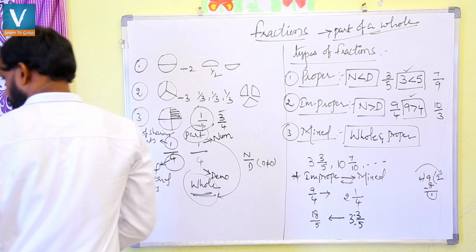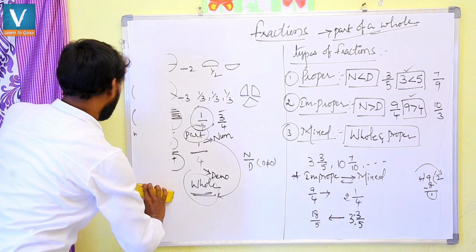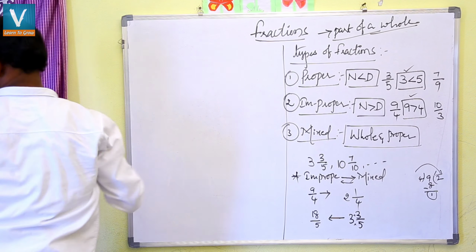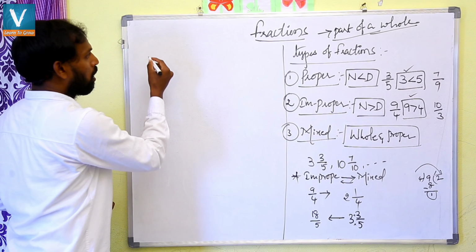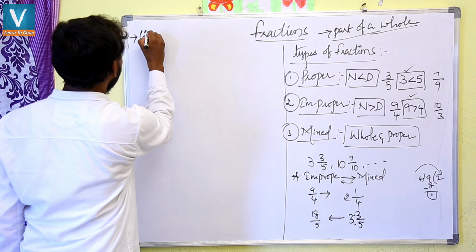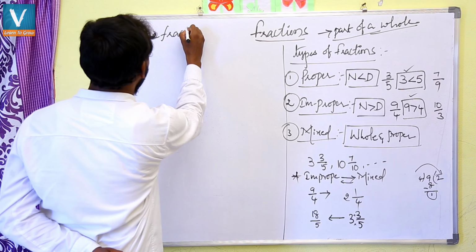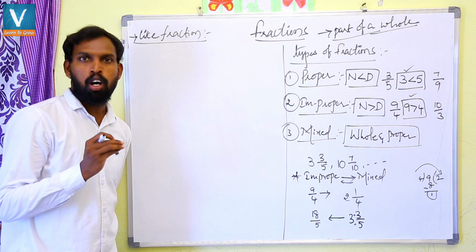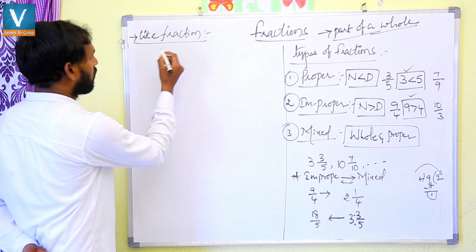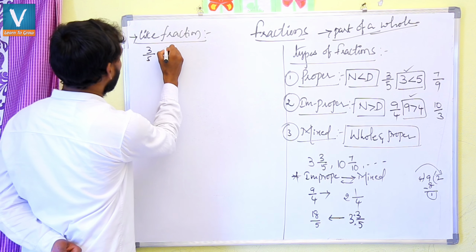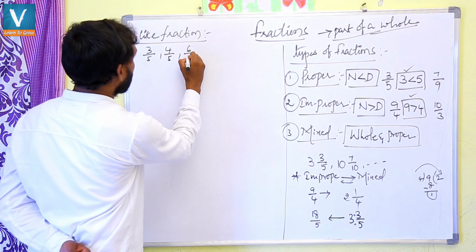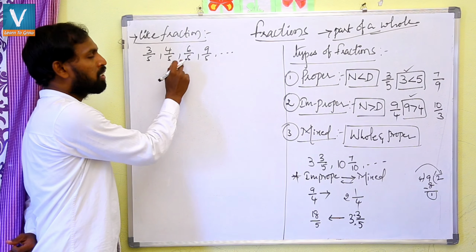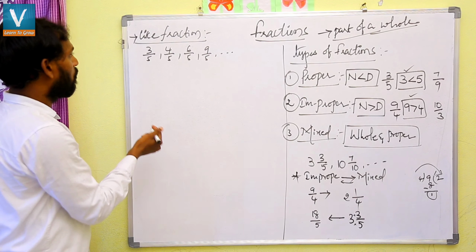Okay. Next one is about like fractions. Like fractions are nothing but, in the given fractions, if the denominators are the same, those are called like fractions. Suppose I am taking 3 by 5, 4 by 5, 6 by 5, 9 by 5, and so on. If you check here, all the denominators are the same, so these are called like fractions.